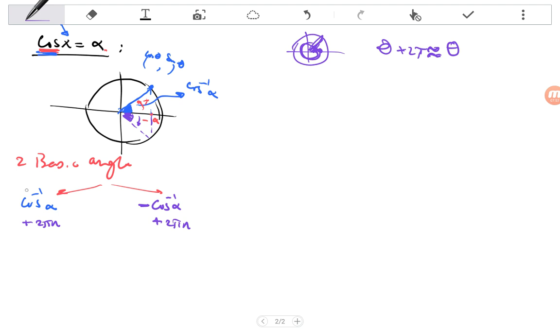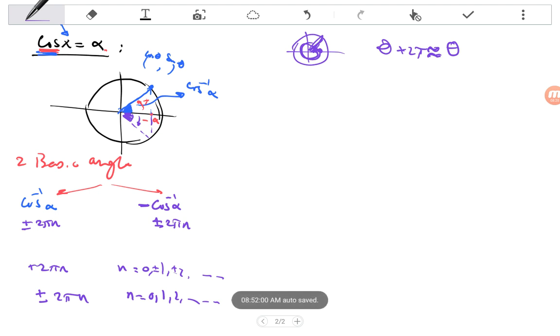So that's why to any of these two basic angles, we add multiples of 2 pi, and these multiples may be positive or negative. You may say that you are adding 2 pi n and say that n is equal to 0, plus or minus 1, plus or minus 2, or you may write it as plus or minus 2 pi n and say that n is equal to 0, 1, 2 and so on. Sometimes it's written in that notation and sometimes in that notation.